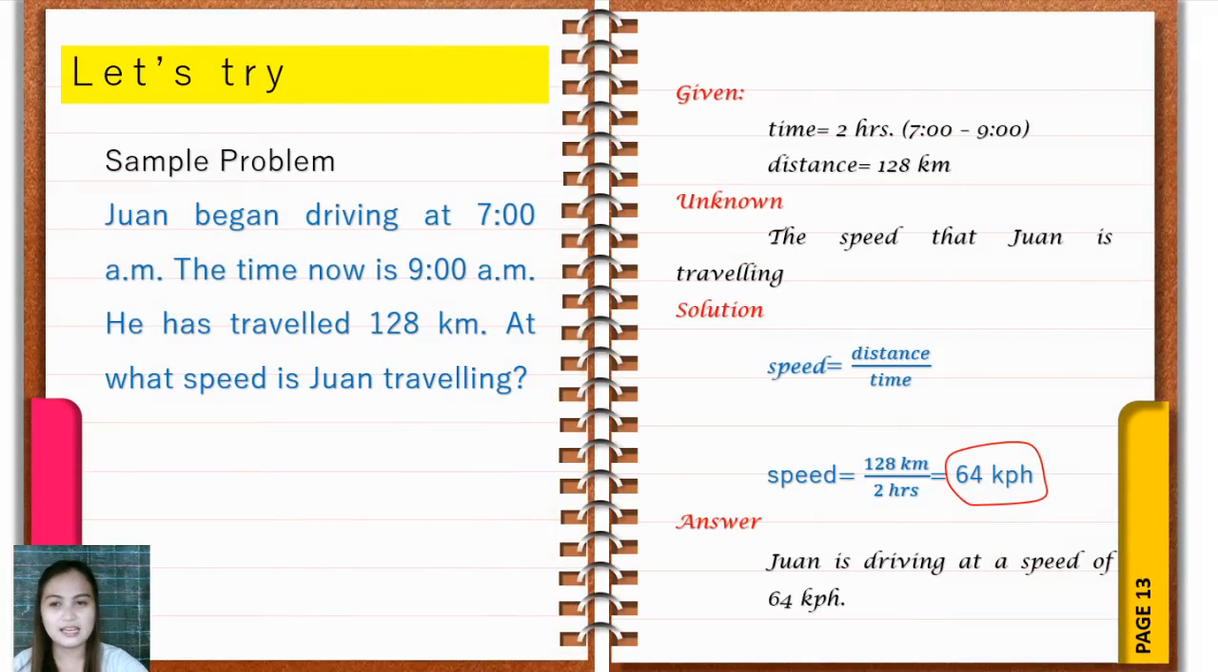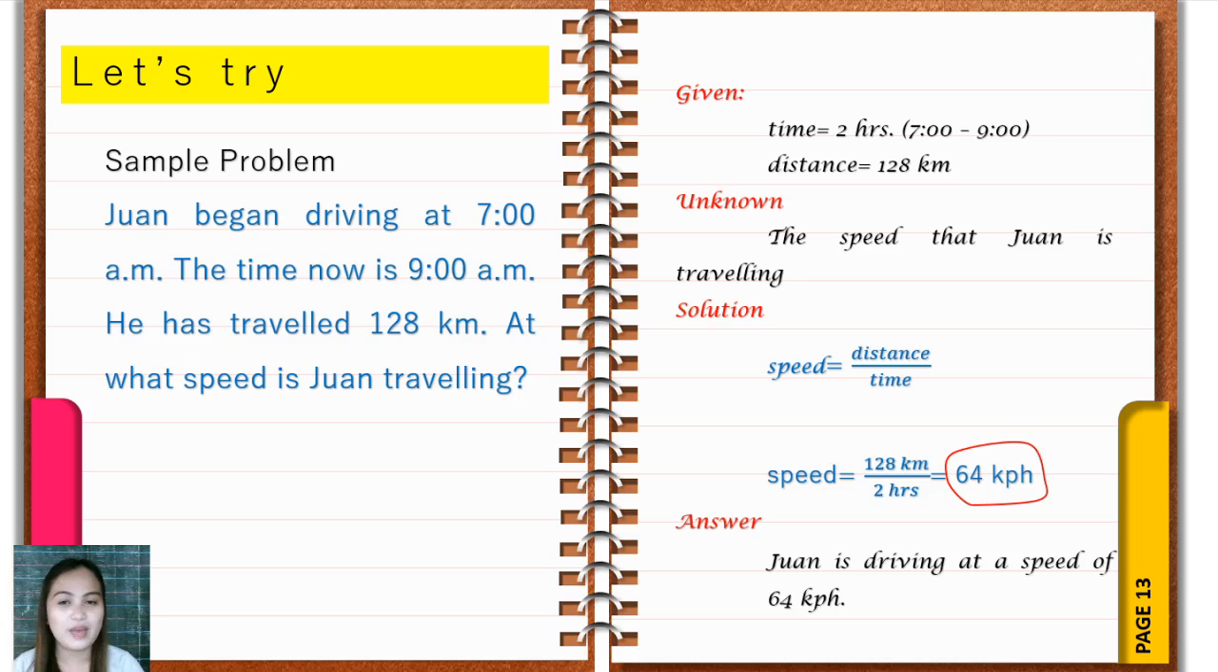Let's try. We have the sample problem. Read. Juan began driving at 7 a.m. The time now is 9 a.m. He has traveled 128 kilometers. At what speed is Juan traveling?